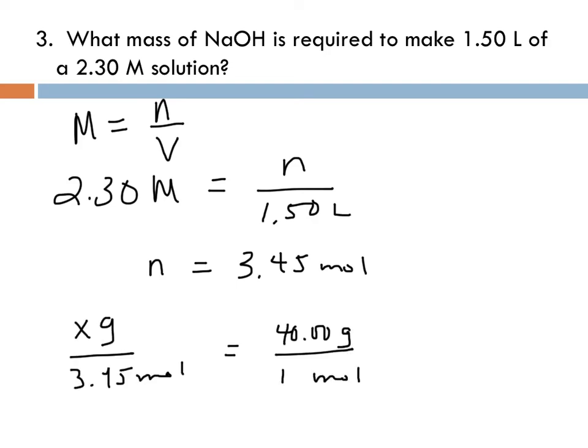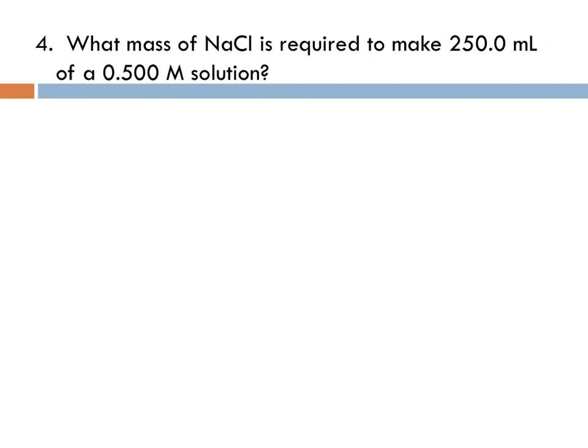X grams is to 3.45 moles, as 40 grams is to 1 mole. 40 grams is the molar mass of sodium hydroxide. And our answer is 138 grams. This is the mass of sodium hydroxide that you would need to make 1.5 liters of a 2.30 molar solution.